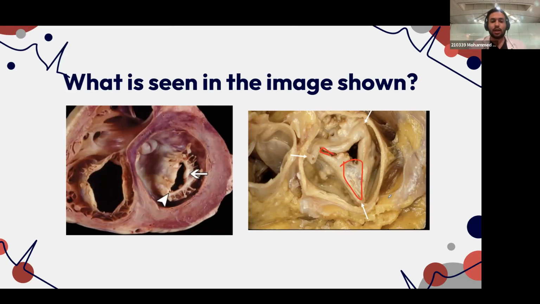How do you know if aortic stenosis is due to chronic rheumatic heart disease or calcification? Rheumatic disease is two things. Number one, fusion of the commissures, and coexisting mitral stenosis. Why is coexisting mitral stenosis important? What's the most common valve affected in rheumatic heart disease? The mitral valve. So that's how you tell the two apart.